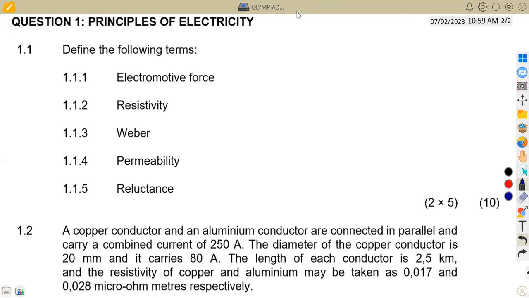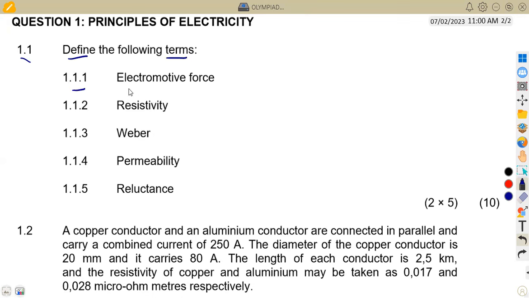Still working on Electrotechnics N4, that is, working on revisions on principles of electricity. We are going to focus on the question paper which was written in June 2022, where the first part was to define the following terms.